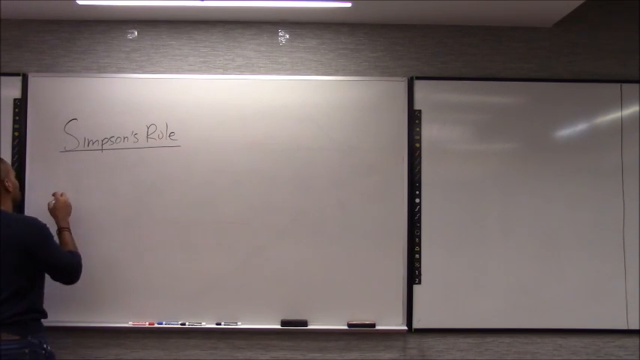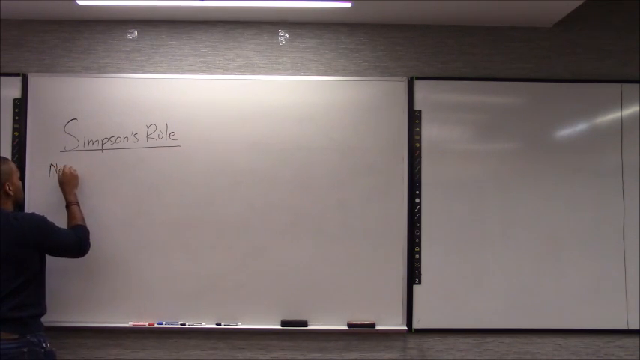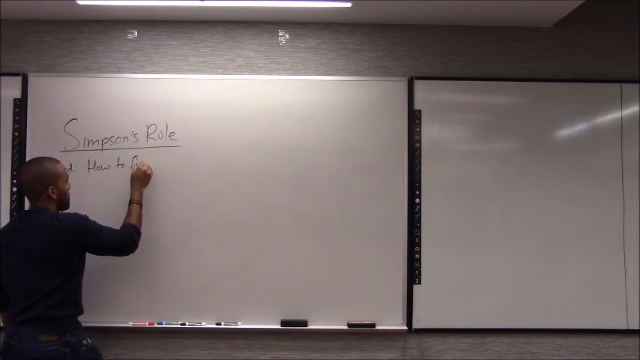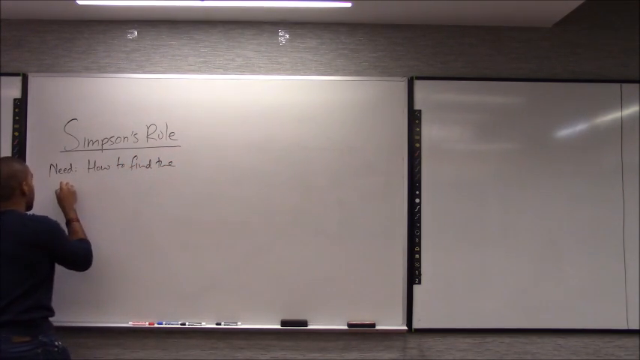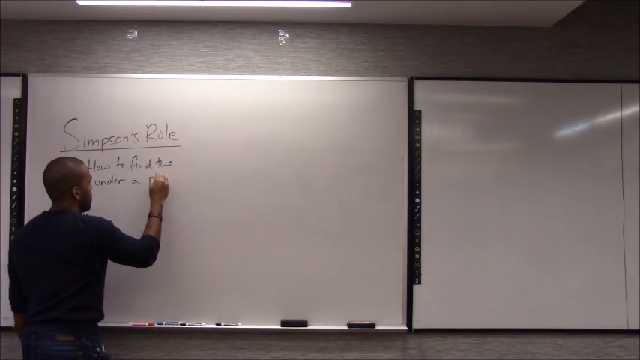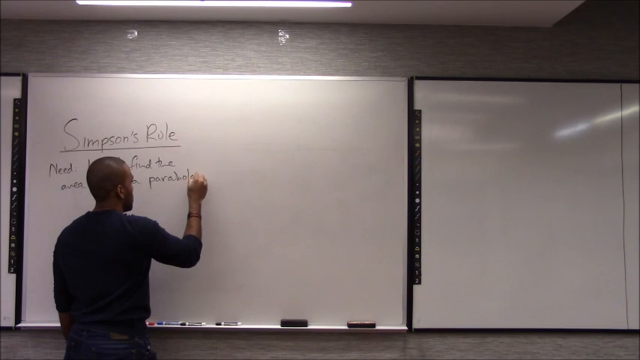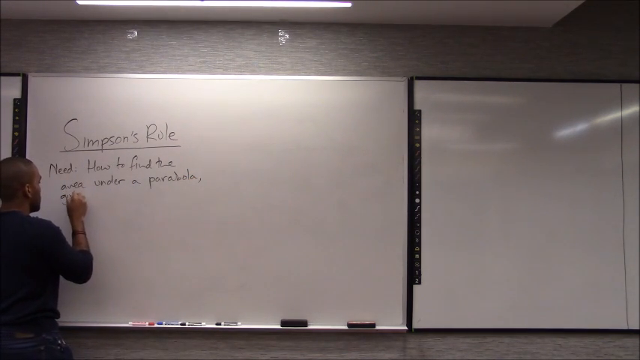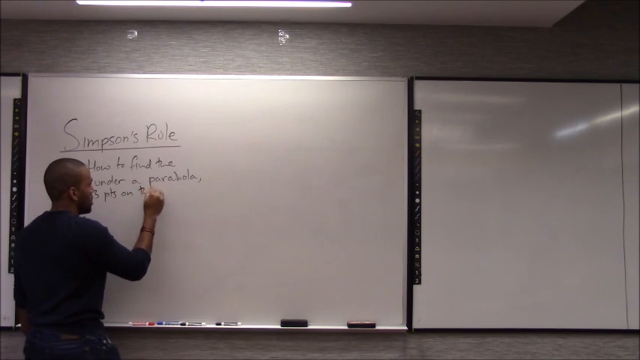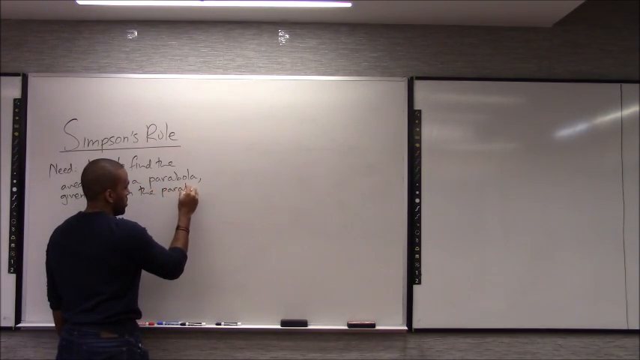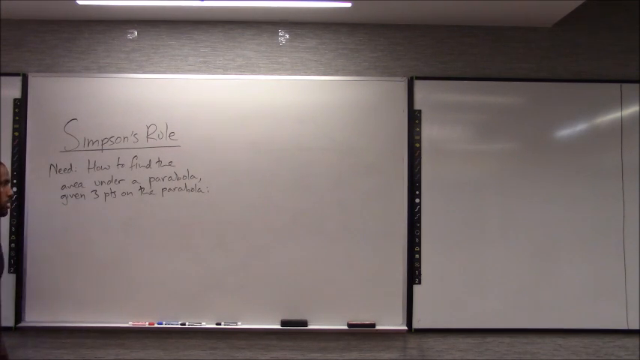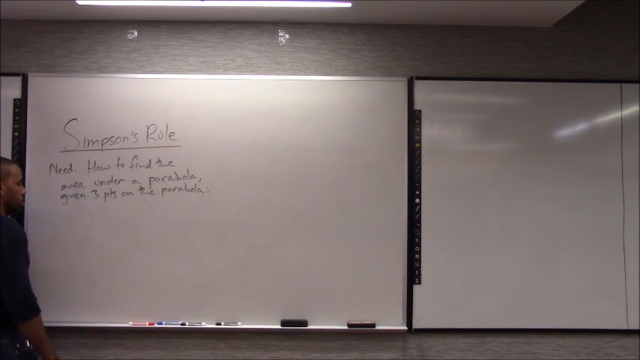Okay. So what we'll need here is how to find the area under a parabola given 3 points on the parabola. We're going to see how we apply this in order to approximate definite integrals.